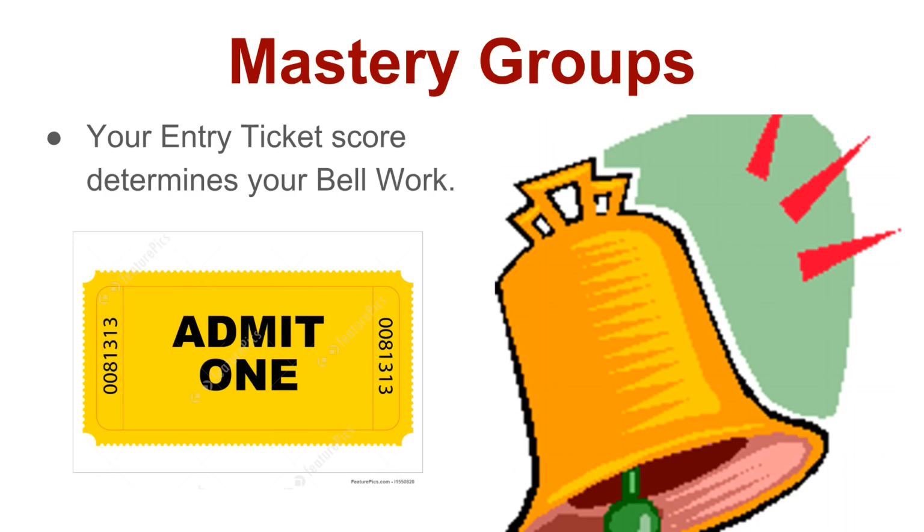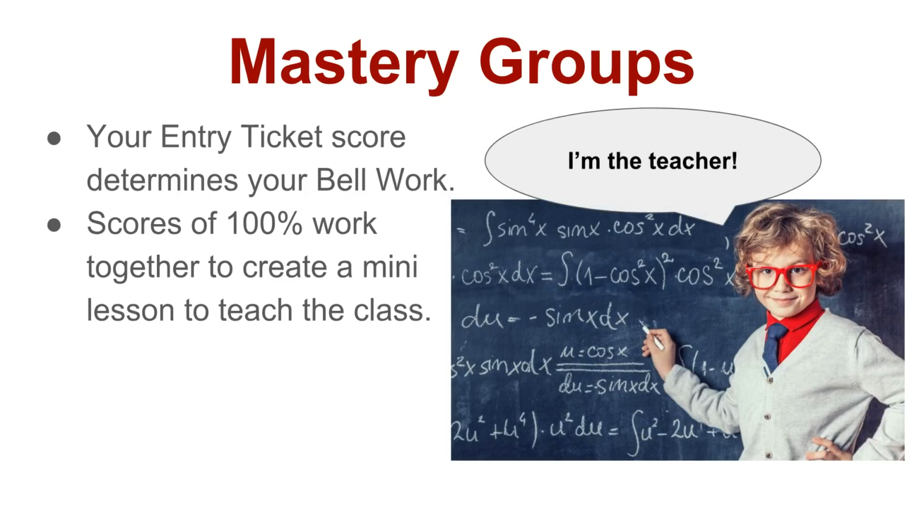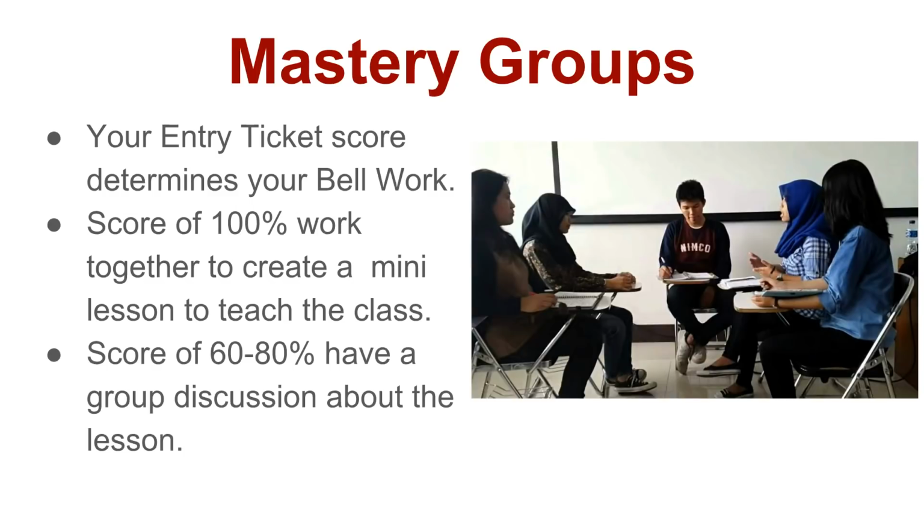Once I know how you scored, you can be placed into mastery groups for your bell work. One of 3 different activities that you participate in based upon your score on your entry ticket. Scores of 100% mean that you're going to work with other members of your house that scored 100% to create a mini lesson which can teach the class your material. That's right, the student will become the teacher.